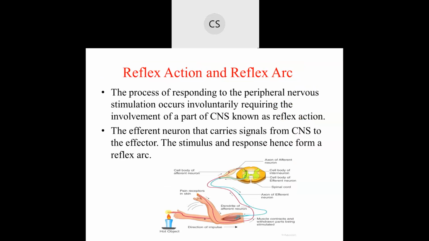Reflex action and reflex arc. The process of responding to a peripheral nervous stimulation occurs involuntarily, requiring the involvement of a part of the CNS known as reflex action.